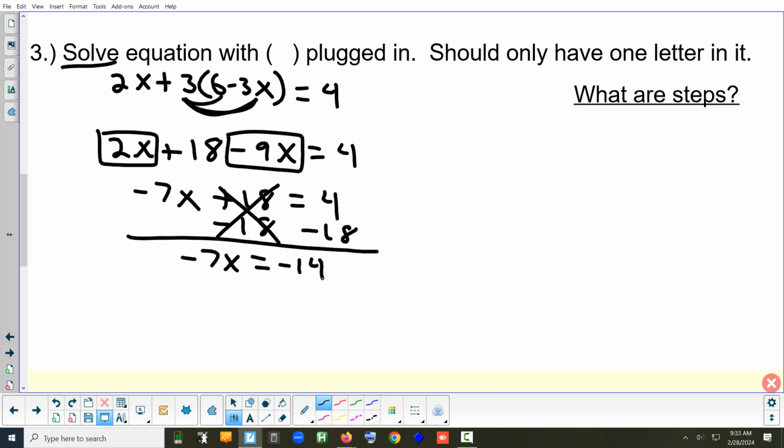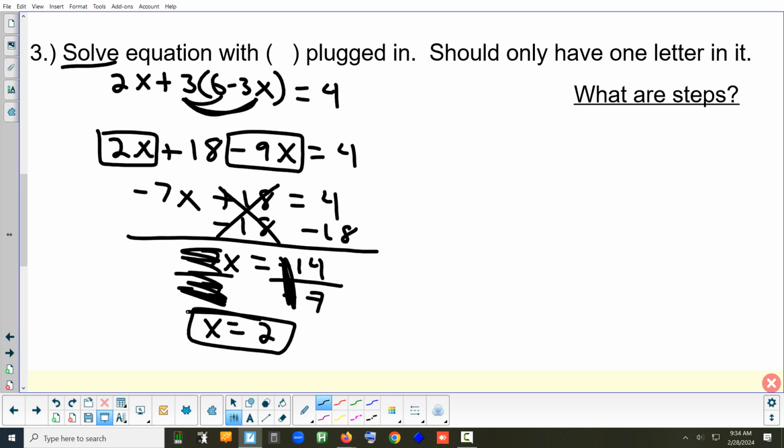Okay. And now my last step to get x by itself. Divide each side by negative 7. So that's gone. And you get x equals, what's a negative over a negative? Positive. So that's also gone. What's 14 divided by 7? 2. There you go. So now we just solved the equation that we plugged into.